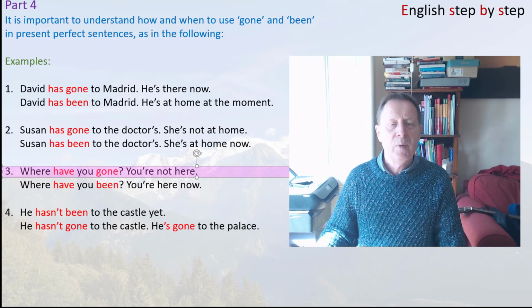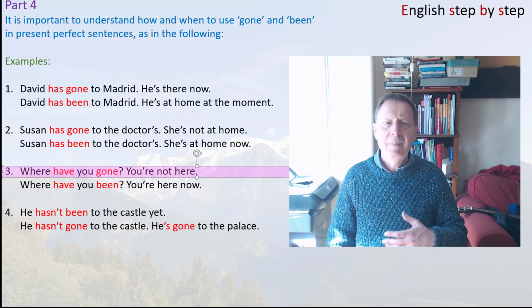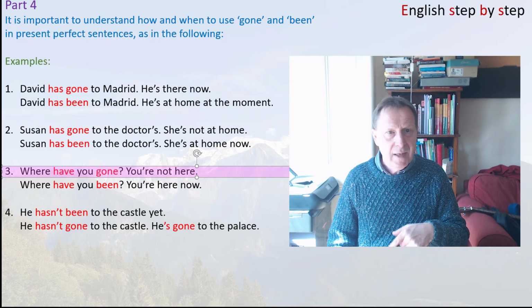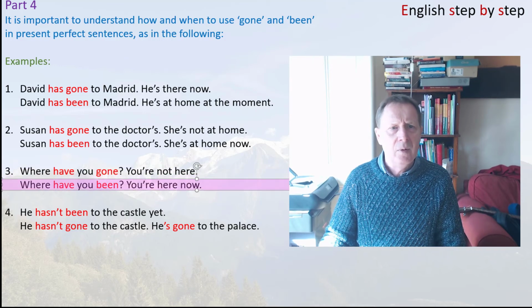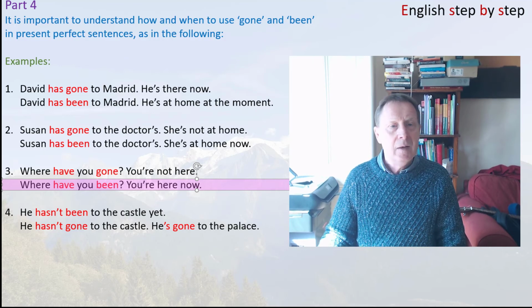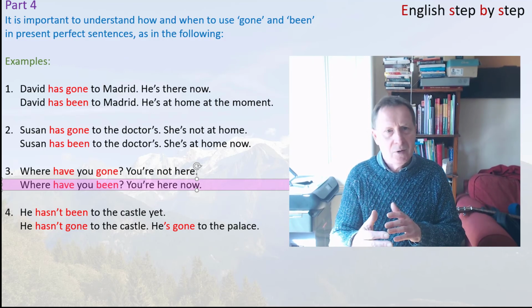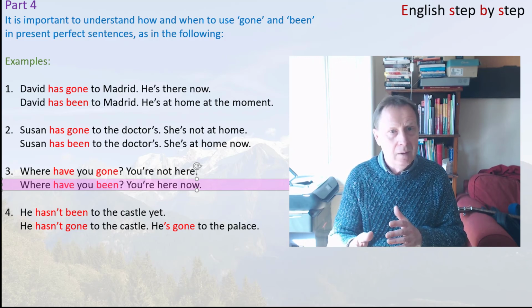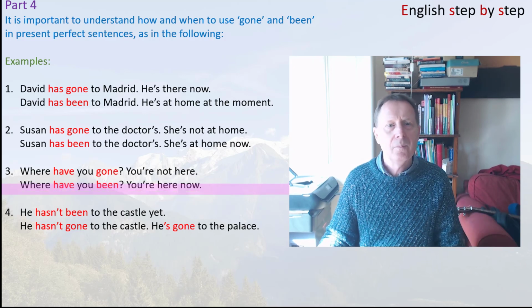And here's an example with a question. Where have you gone? Now, this is maybe if you're speaking to someone on a mobile and you know that the person is not here, you can say, where have you gone? Another example, where have you been? Now that means the person has returned and you're speaking to the person. So you can ask this question, where have you been? You're here now, but where did you go before?